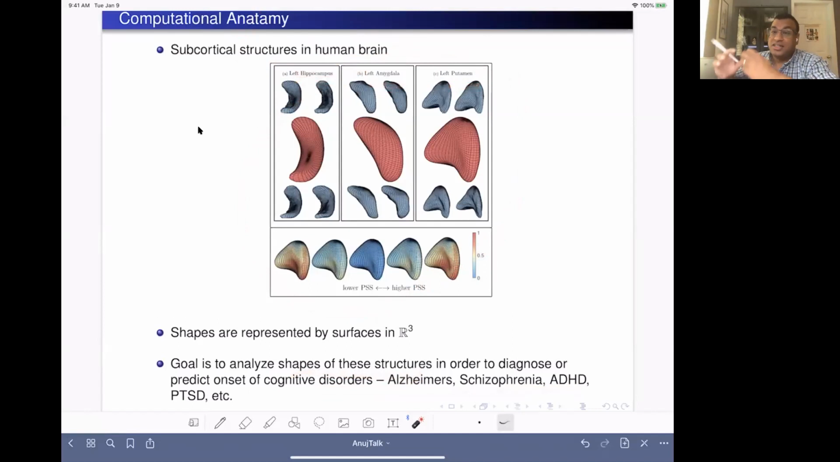We are interested in extracting these structures from MRI scans and analyzing them for quantifying or predicting things like Alzheimer's and schizophrenia. There is a tremendous amount of research in this area. PTSD is a relatively new and untouched topic, and we have an ongoing project trying to analyze post-traumatic syndromes and connecting them with the shape of the subcortical structures in your brain.